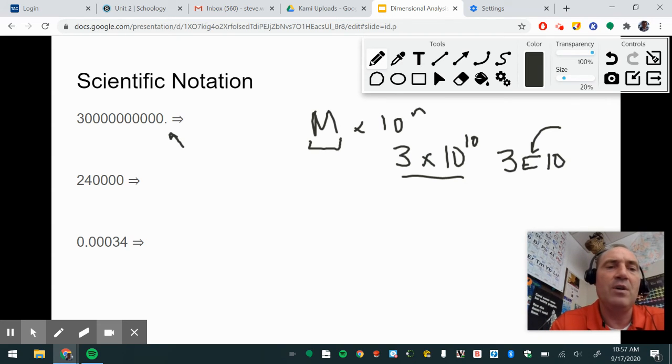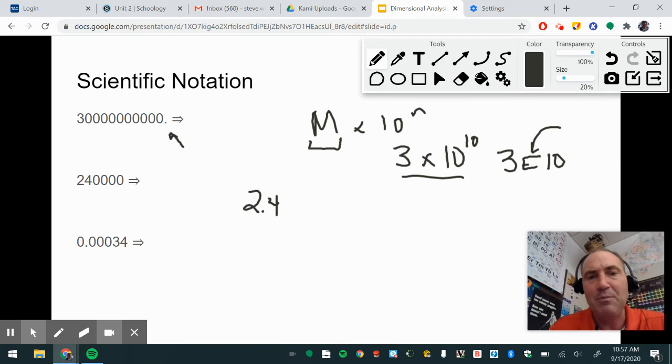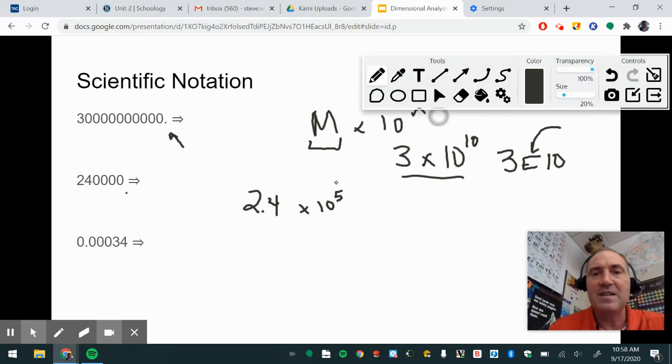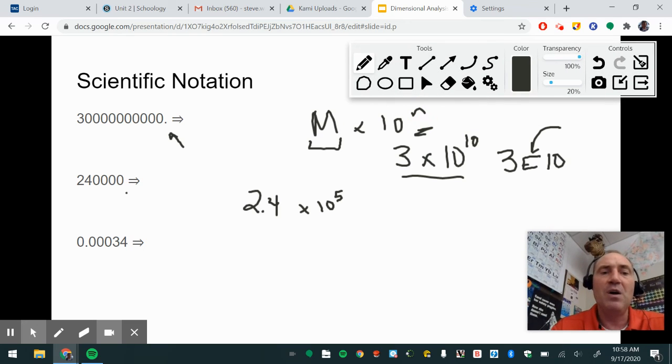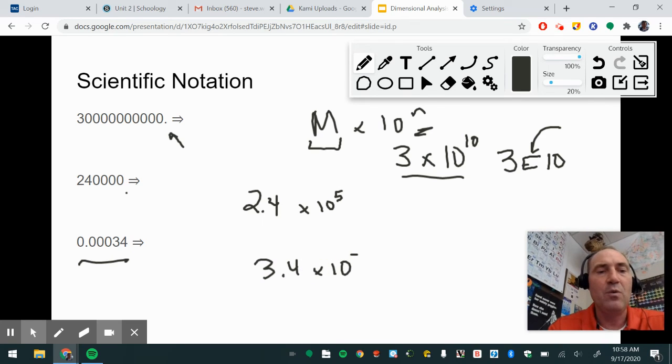Okay, let's do this one. So this would be 2.4. Again, the m has to be between 1 and 9.999, times 10, and then the decimal's here at the back. You have to figure out 1, 2, 3, 4, 5 spots over, so we would say to the 5th. For big numbers, n is positive. For small numbers like this, see how small that number is? It would be 3.4 times 10 to the negative 4th, counting 1, 2, 3, 4. That would be our answer.